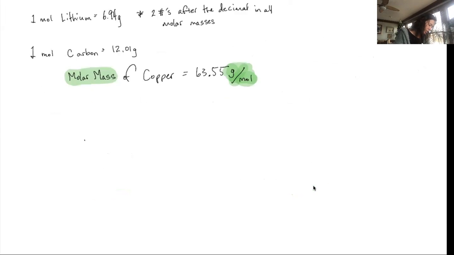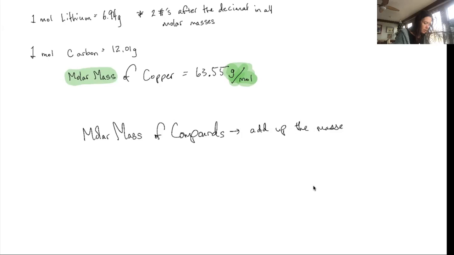Let's look at the molar mass of compounds. All we do is add up the masses of all elements in the compounds using the periodic table, okay?